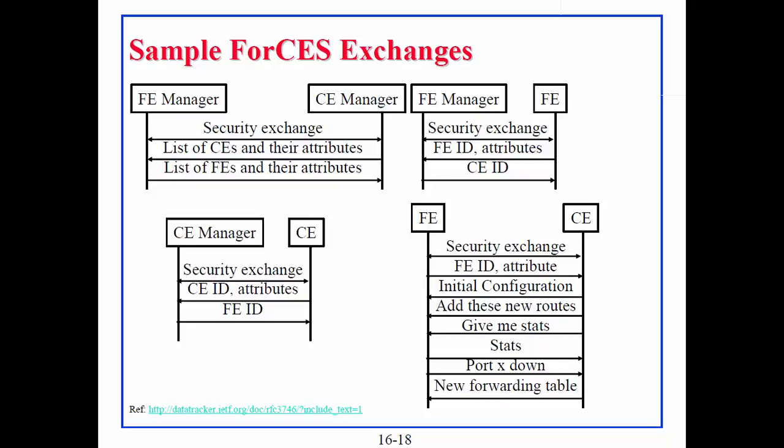Then once that process is complete, the forwarding element and control element can communicate with each other, starting off with a security exchange to authenticate, then the forwarding element ID and attributes, and then the initial configuration for the forwarding element, and then it can make changes going forward. It can add routes. It can ask for statistics. The forwarding element can provide status, such as a port is down, and the control element can send data to the forwarding element, such as a new forwarding table to use.